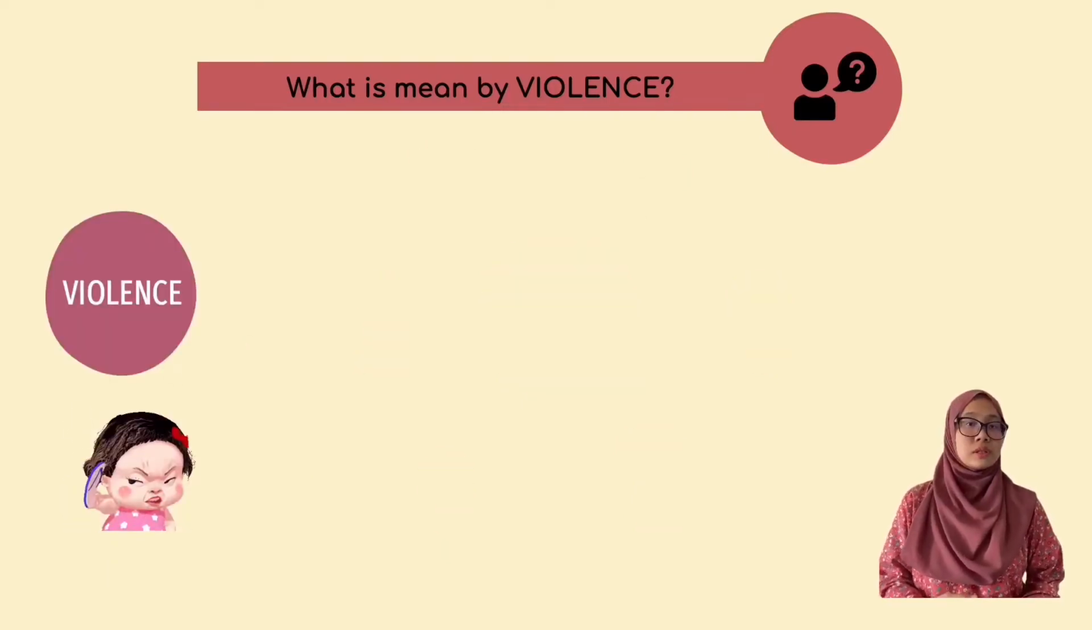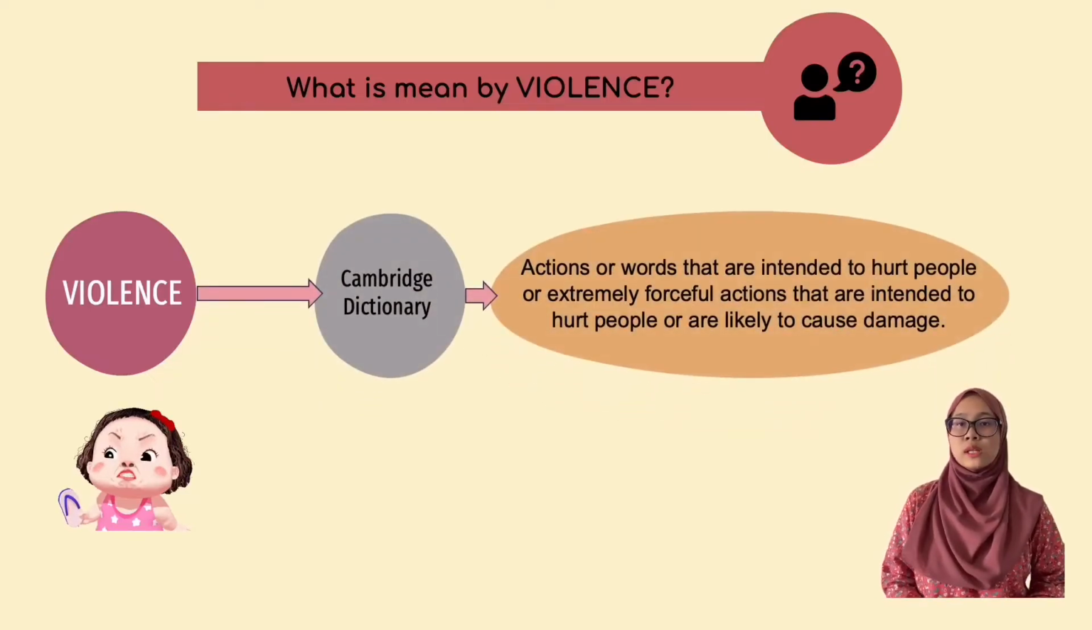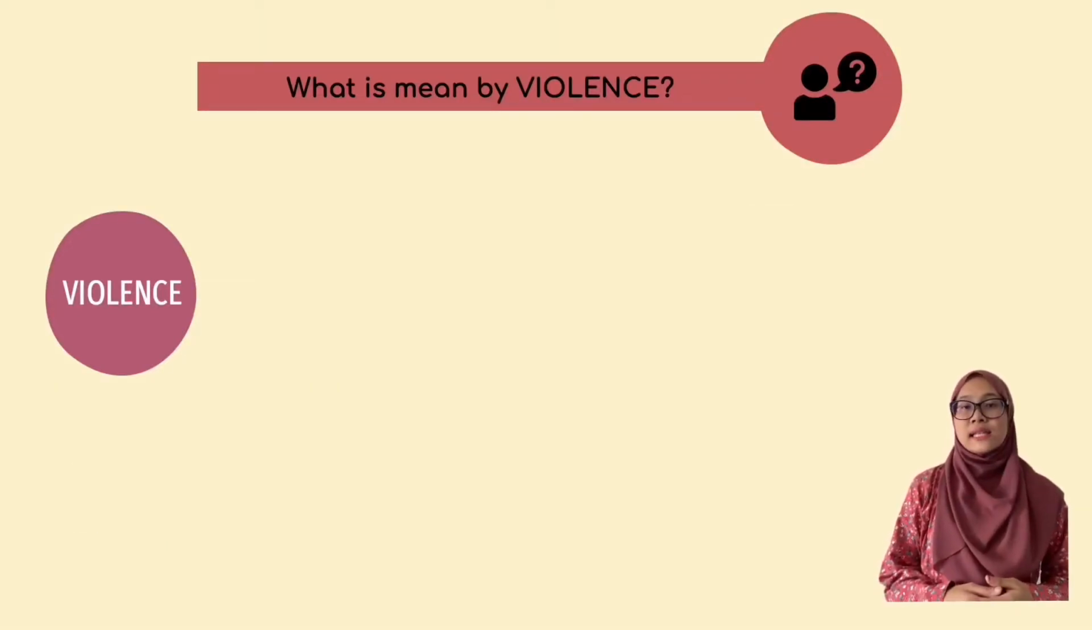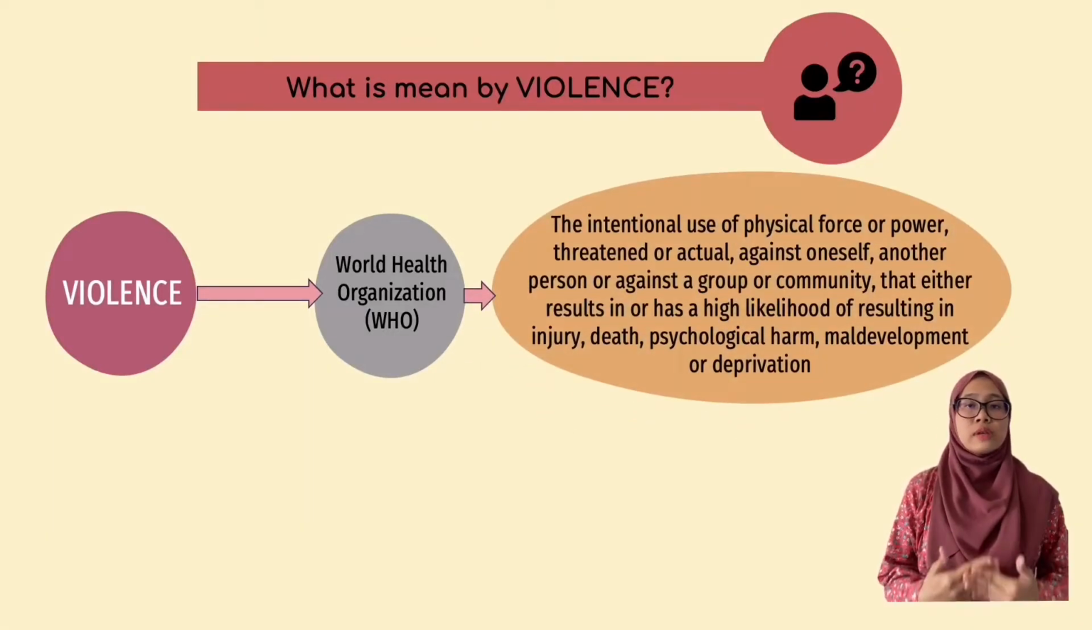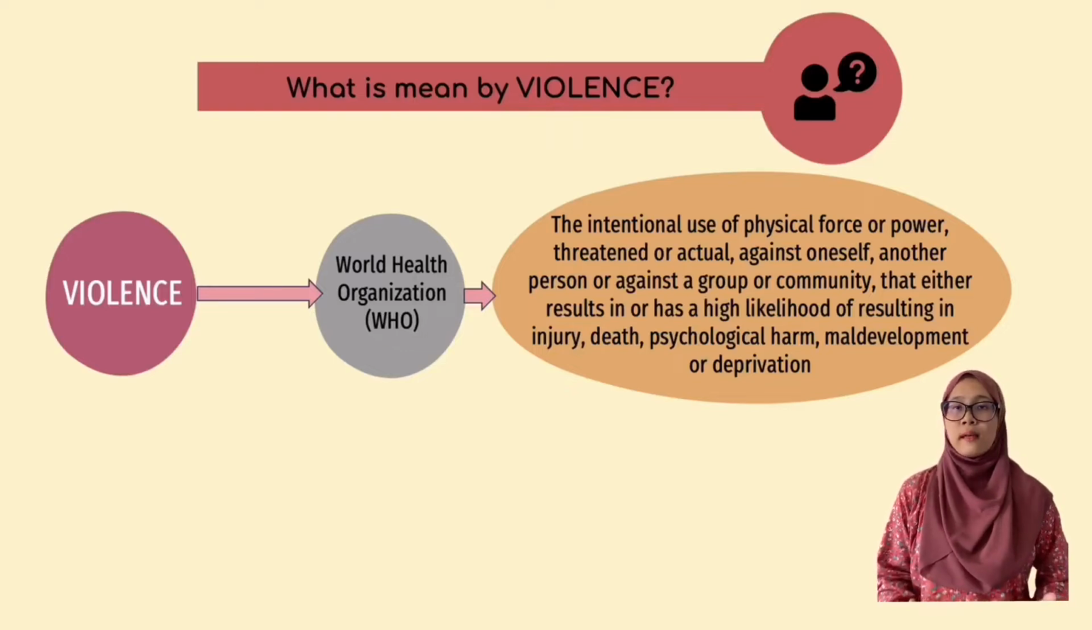Based on the Cambridge Dictionary, violence means action or words that are intended to hurt people, or extremely forceful actions that are intended to hurt people or are likely to cause damage. On the other hand, violence is defined by the World Health Organization in the World Report on Violence and Health as the intentional use of physical force or power, threatened or actual, against oneself, another person, or against a group or community that either results in or has a high likelihood of resulting in injury, death, psychological harm, maldevelopment, or deprivation.